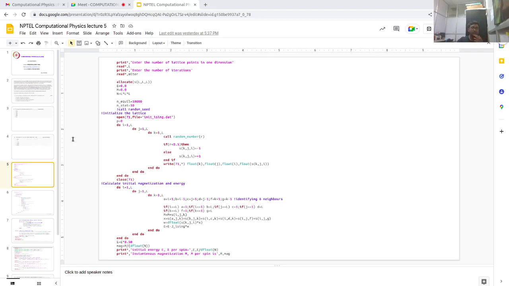And then this magnetization m equals to float(m)/n, that will give us the magnetization per spin, right? So here I am going to print them. So now initialization of the lattice is completed, and also we have the value of total energy as well as the magnetization for the initial lattice.